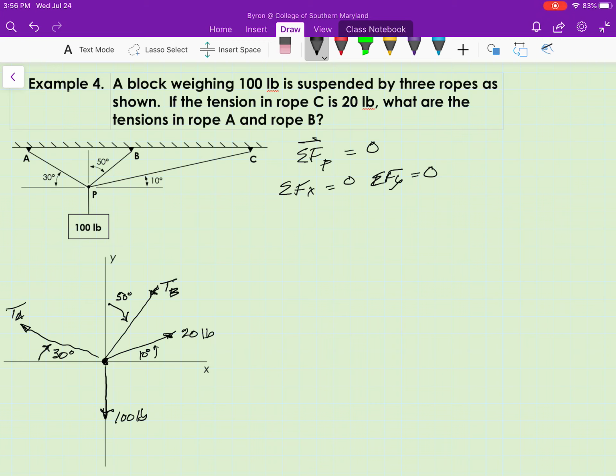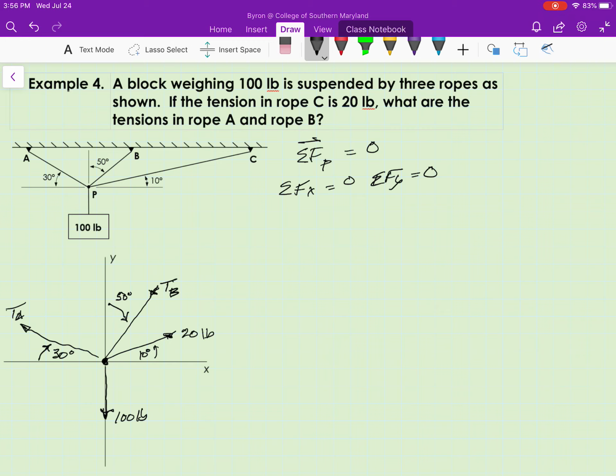Okay, so we have two equations. Let's look at our free body diagram and see how many unknowns we have. The only unknowns are the magnitude of T sub A and T sub B. Their directions are known. The tension in rope C is known along with its direction, and the 100-pound weight has known magnitude and direction. So with two equations and two unknowns, we should be able to solve the problem.